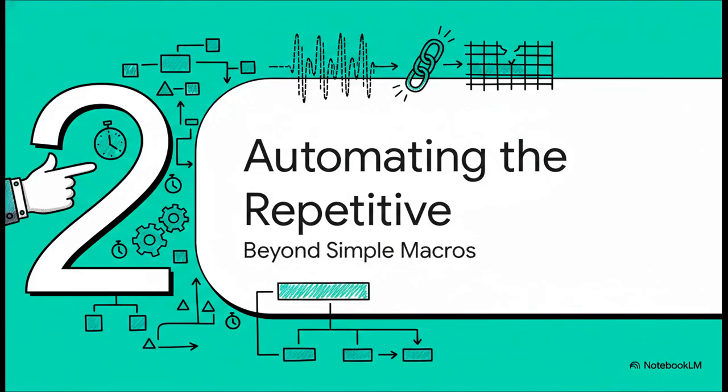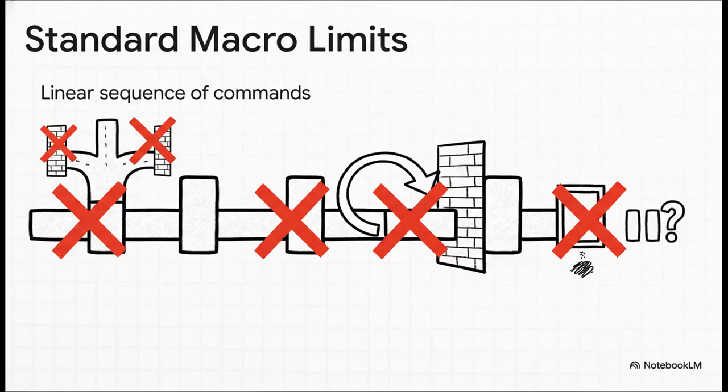Okay, so we've tackled those tiny micro-timing issues, and that's saving us a ton of clicks. But what about the bigger, more complex workflows? I'm talking about those multi-step processes you do every single day where a simple one-click macro just isn't going to cut it. Yeah, the problem is standard macros are, well, they're kind of dumb.